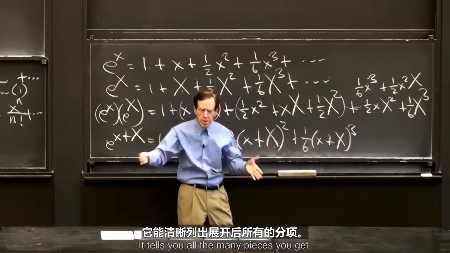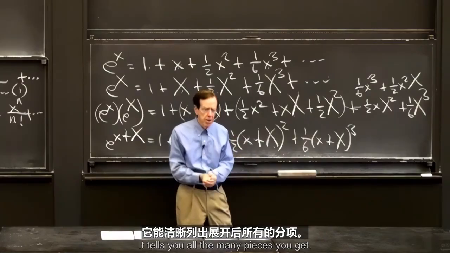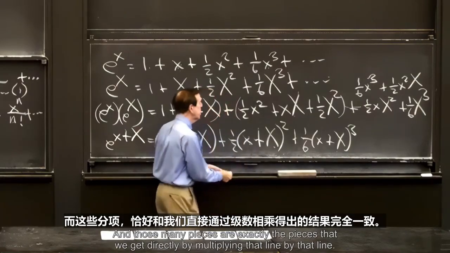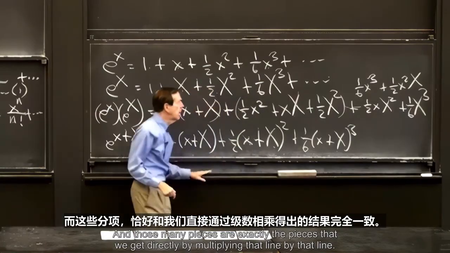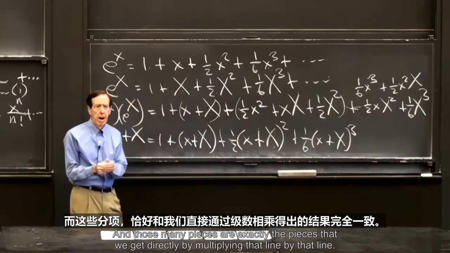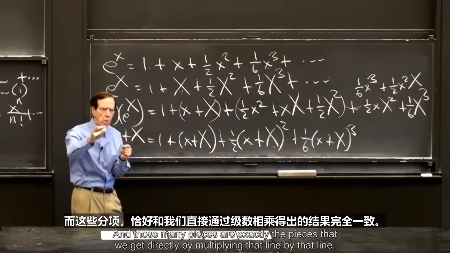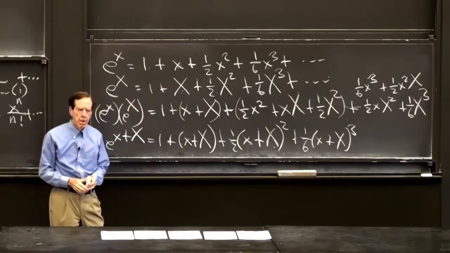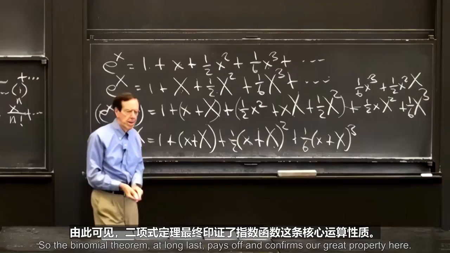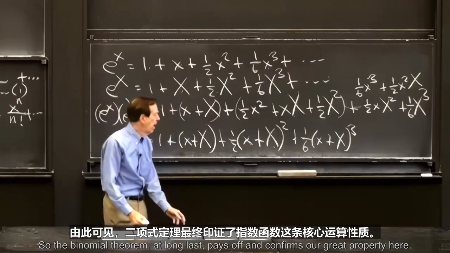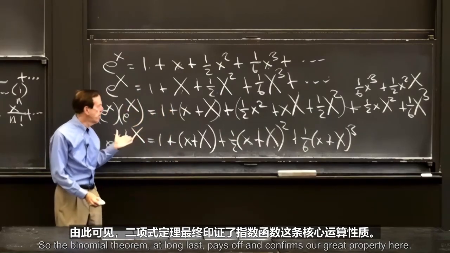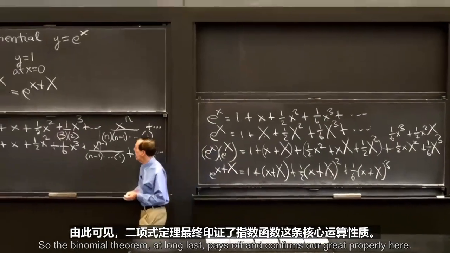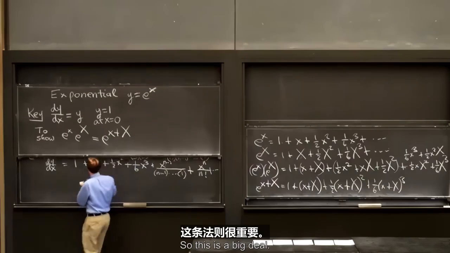It tells you all the many pieces you get, and those many pieces are exactly the pieces that we get directly by multiplying that line by that line. So the binomial theorem at long last pays off and confirms our great property here. So this is a big deal.